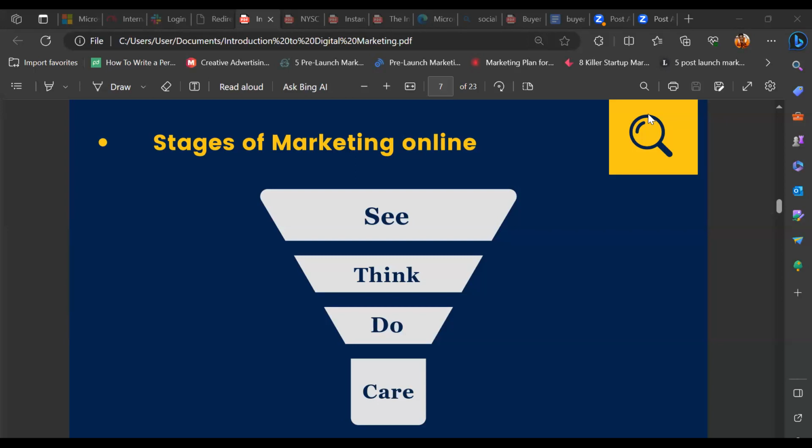So once they are able to take the action, then at the care stage, you begin to care for them. And always put a call to action in whatever you're putting out. If you're putting this out today, then you should have a call to action. The call to action should be able to drag them to take an action on your brand. But let's leave that aside.